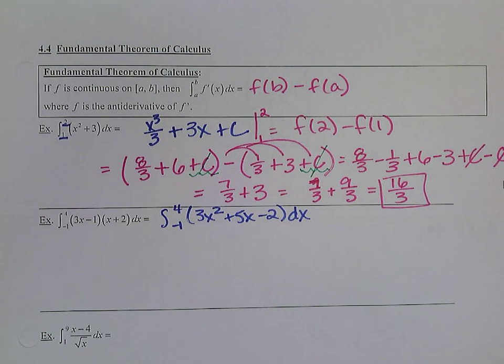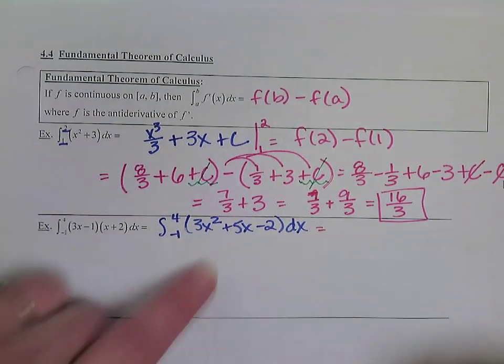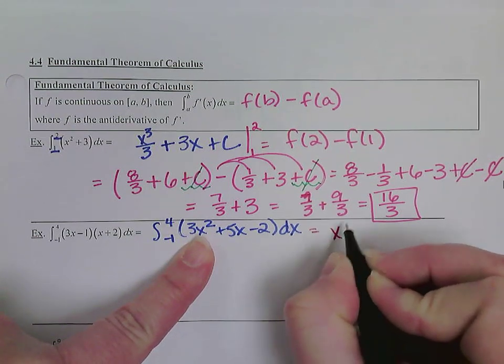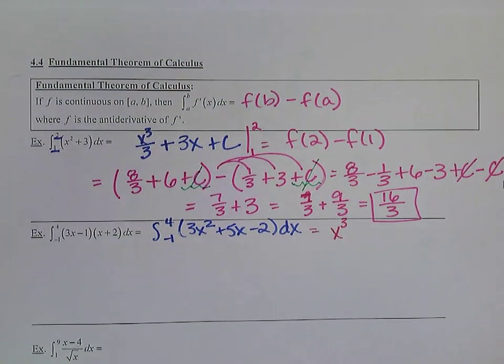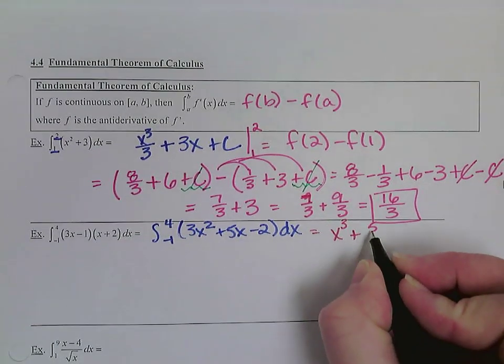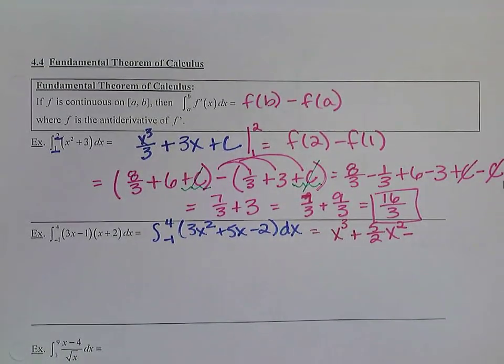All right, so now we need to take the antiderivative of this. Antiderivative of 3x squared will be 3x cubed over 3, or just x cubed. If you need the intermediate step, write it. If you're ready to jump straight to x cubed, go for it. The antiderivative of 5x will be 5 over 2 x squared. Okay. Minus the antiderivative of 2 is 2x.